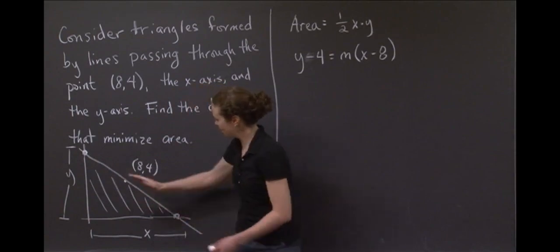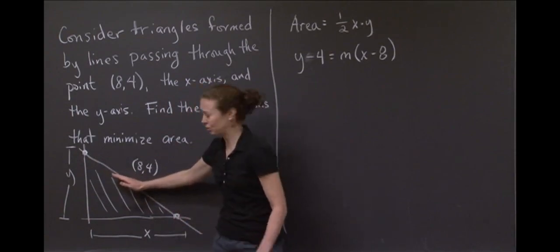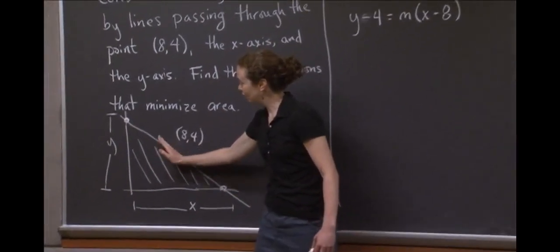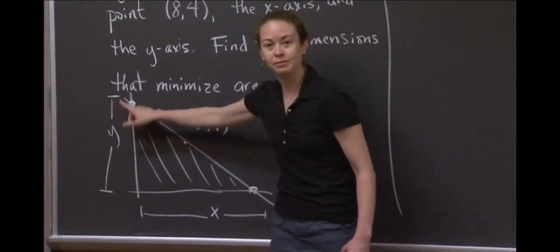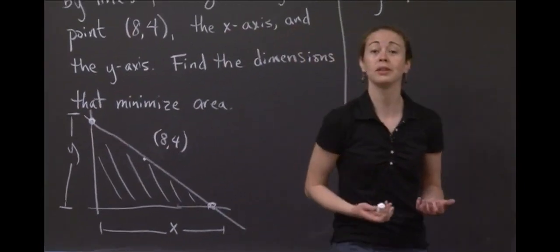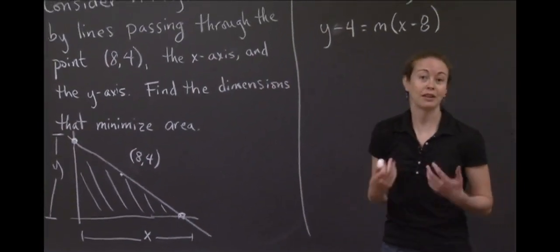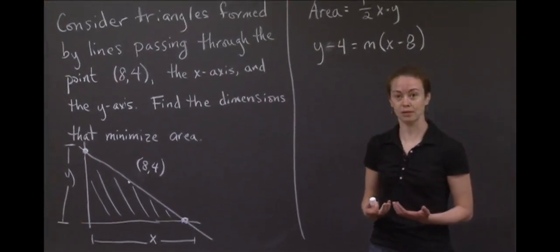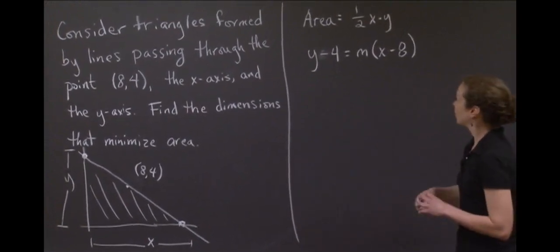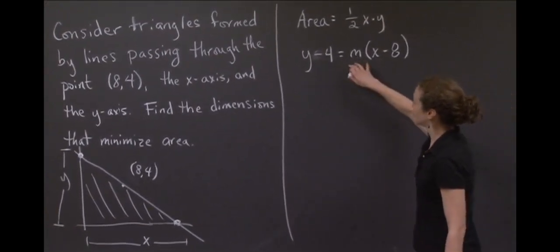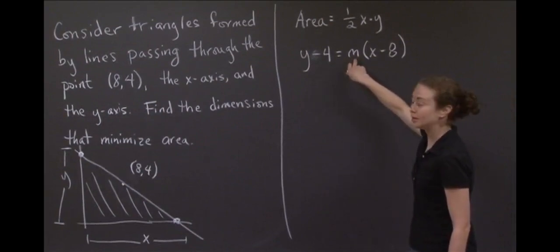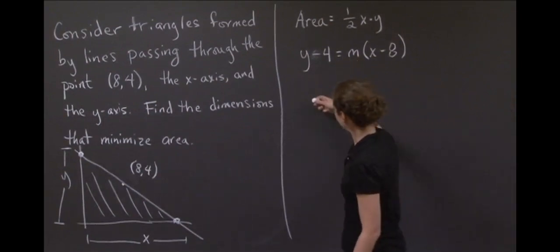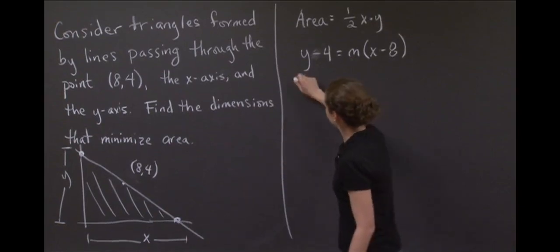So these two values, the x value and the y value, completely depend on the slope of this line. That hopefully makes sense, just even if you look at the geometric picture. When I turn about this point at (8,4), these values change. So the x and y values are completely determined by the slope of the line. In fact, the area then is completely determined by the slope of the line. So what we're going to do is use the constraint equation to find x and y values all in terms of the slope. So let's do that.